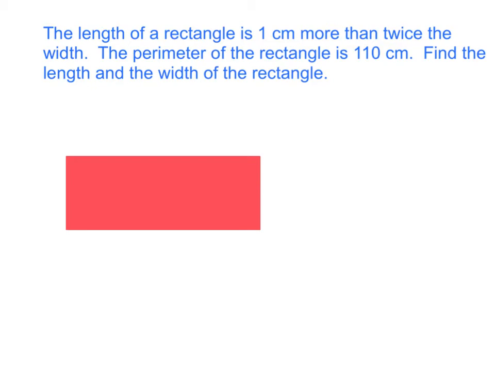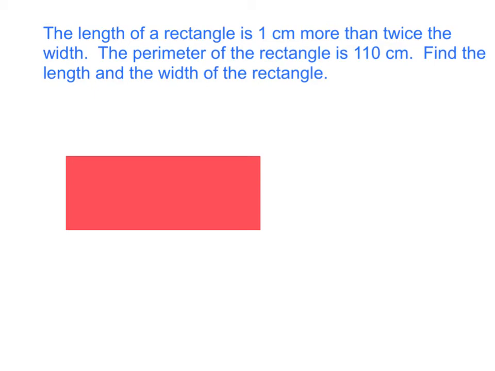The length of a rectangle is 1 more than twice the width. The perimeter of the rectangle is 110 centimeters. Find the length and width of the rectangle. So when you're given a problem like this, the minute you see a shape, sometimes it's easier to draw a picture. So what I've done down here is I've drawn a rectangle, you'll see.